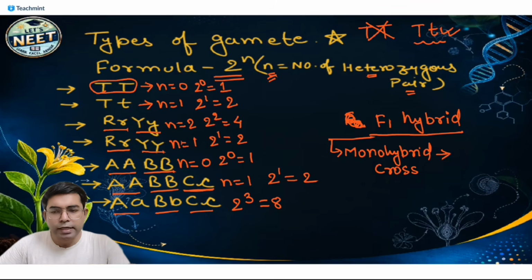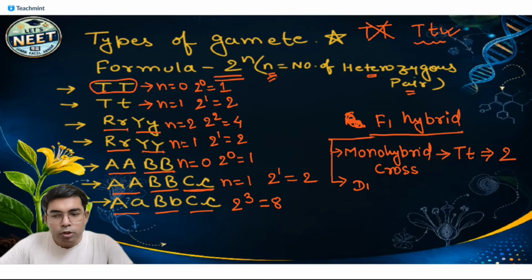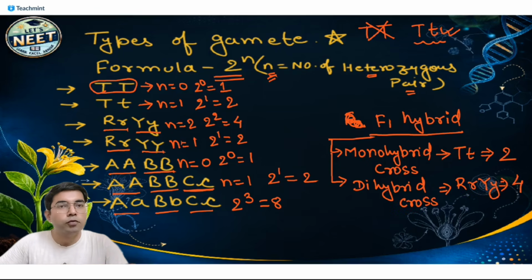F1 hybrid in monohybrid cross. So you know that in monohybrid cross, F1 is capital T, small t. So how many types of gamete? n is equal to 1, so 2 types of gamete. In the same way, dihybrid cross. What is the genotype of dihybrid cross? So again you will say capital R, small r, capital Y, small y. So here n value is 2, so 2 to the power 2 is 4. So in dihybrid cross, 4 types of gamete.